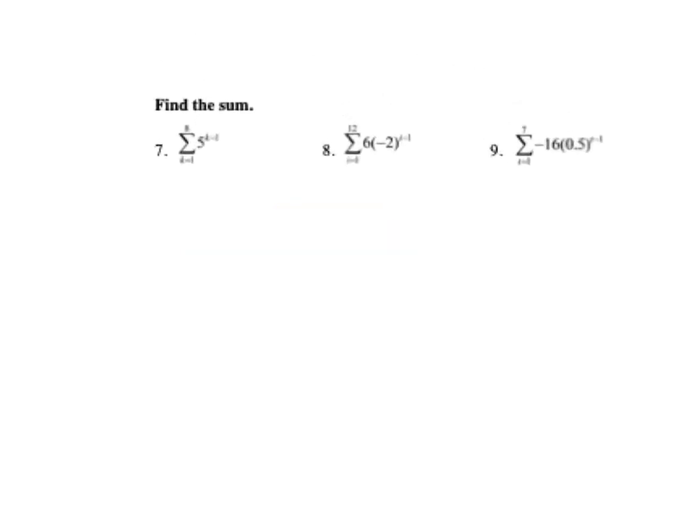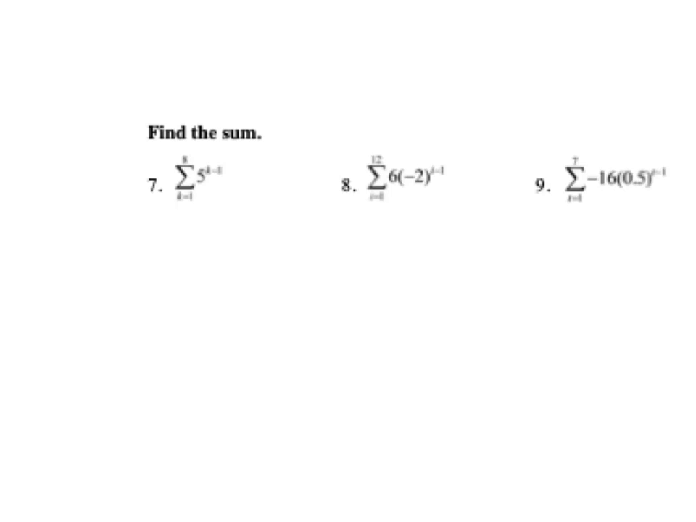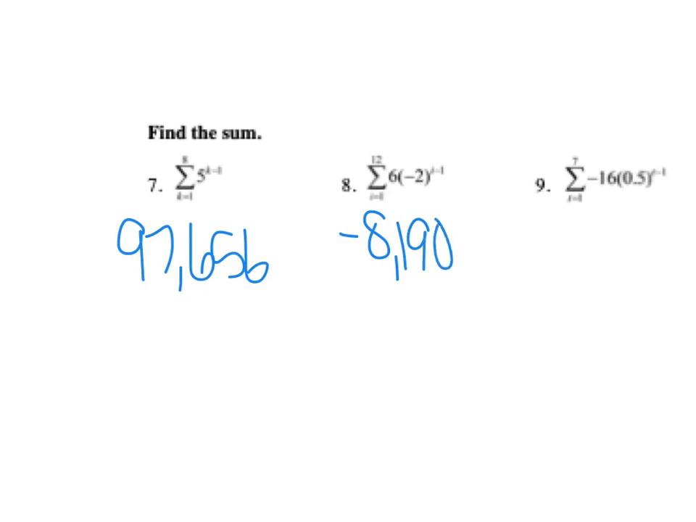I'll just tell you what these answers are so you can take a few minutes if you want and put it into your calculator. This one should be 97,656. The second one is negative 8,190. And the last one is negative 31.75. All right, good luck.